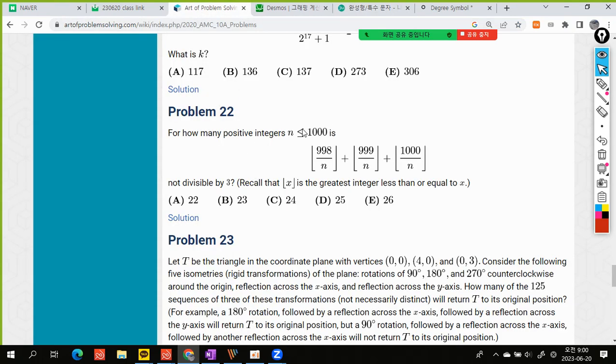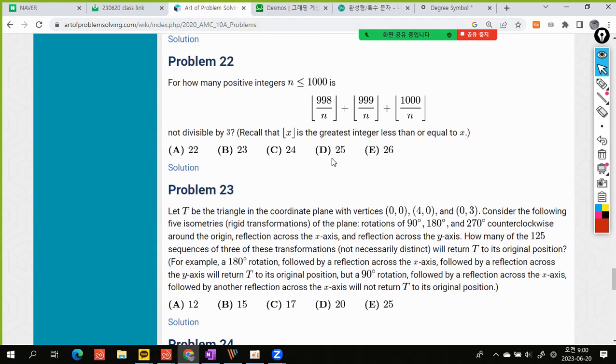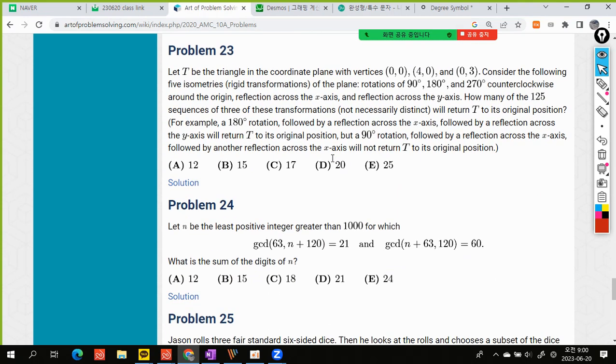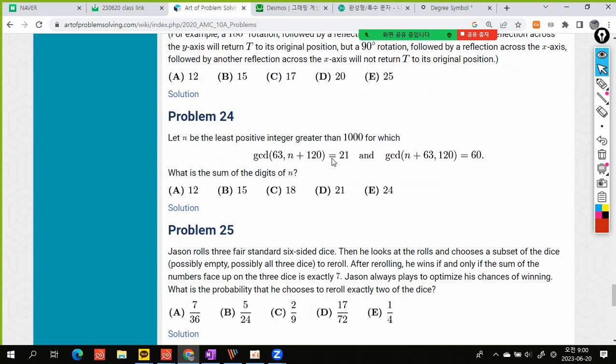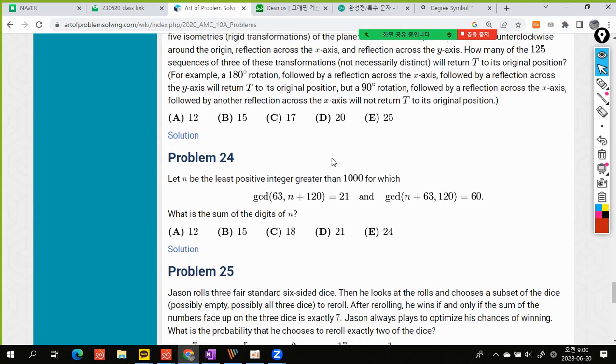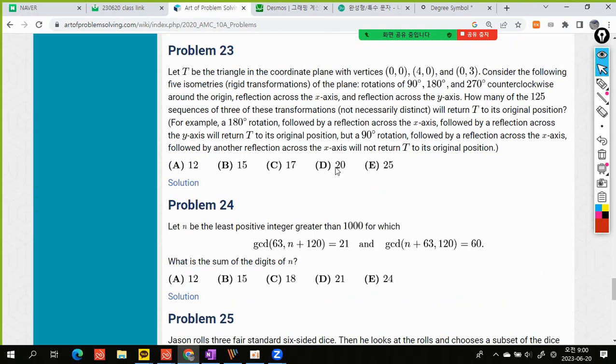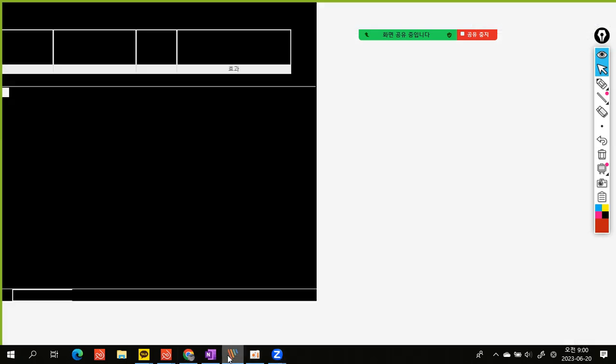Yeah, we solve number 22, and then tell me which problem you want to look at. Okay, all three number problems. Yep, so let's see number 23. Let me first copy this.